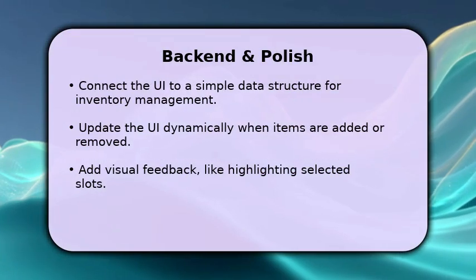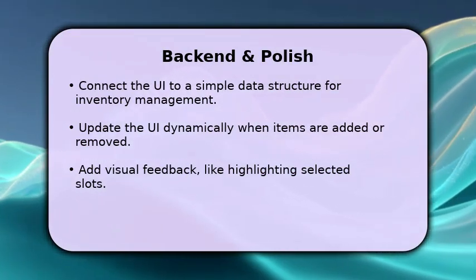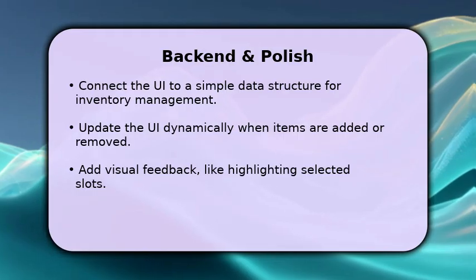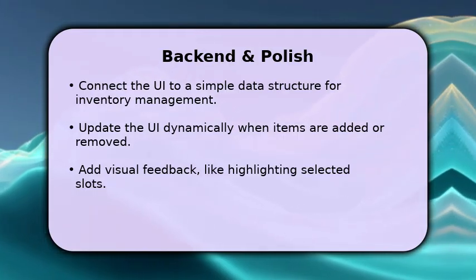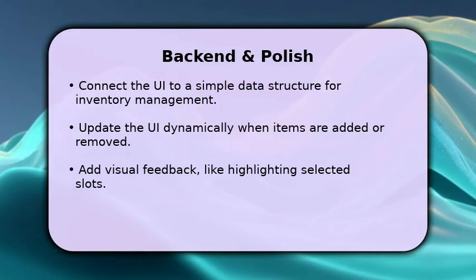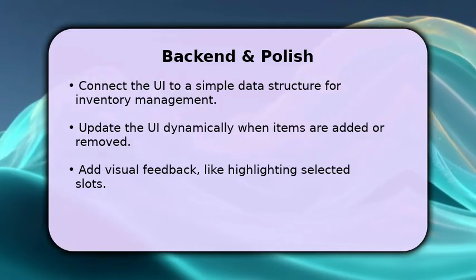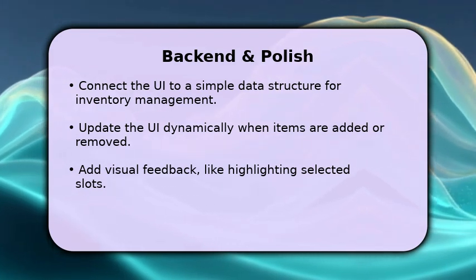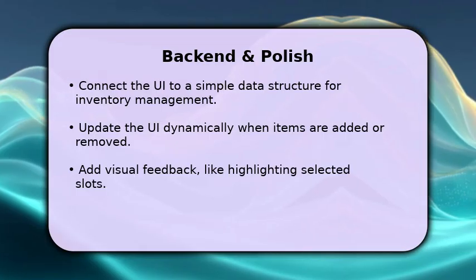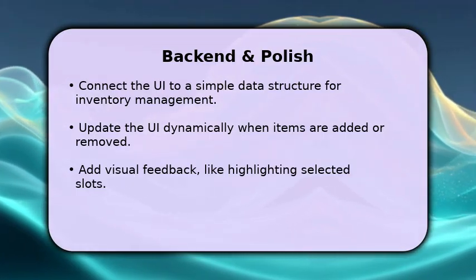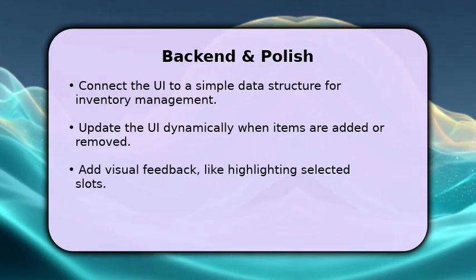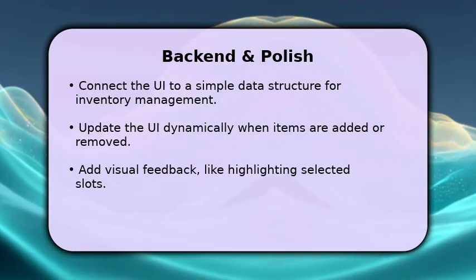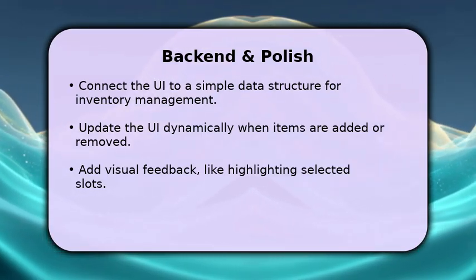Finally, let's integrate the UI with a basic backend and add some polish. You will link your visual inventory slots to a simple data structure, such as an array or list, to manage item quantities and types. Ensure the UI updates automatically whenever an item is added, removed, or moved. Adding visual feedback, like a subtle highlight on selected slots, significantly enhances the user experience. These final touches make your inventory feel complete.